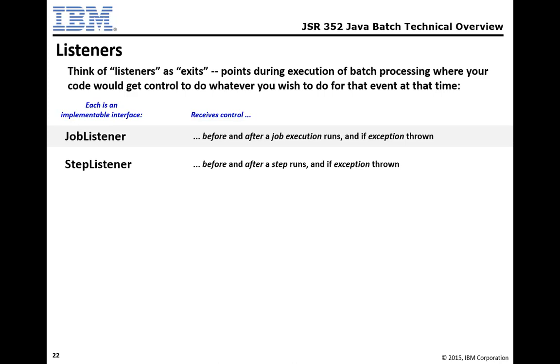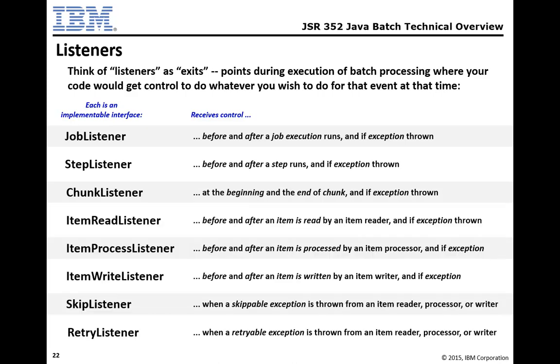Another listener is the step listener. This gets control at the beginning and end of each step, and if a step execution exception is thrown. The chunk listener gets control at the beginning and end of each chunk, and if an exception is thrown. And the other listeners: item read, item process, item write, skip, and retry. For all the listeners, the concept is the same. Your listener code resides behind the interface. If a listener is registered, then that listener code is called at the specified time. When complete, the listener code returns control to the container.